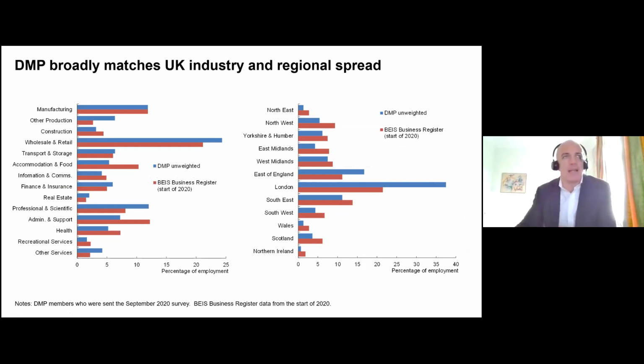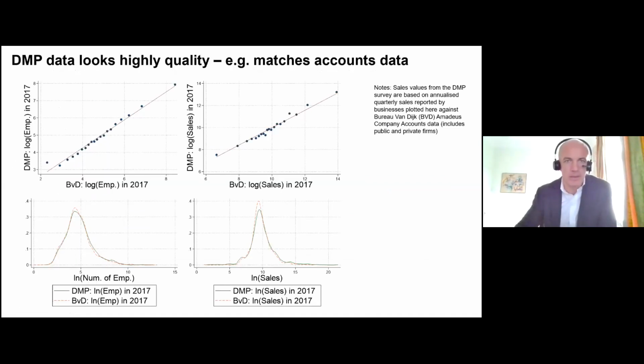But before I do that, let me show you that we think the DMP is reasonably representative of the UK economy by sector. You can see here that the share of respondents by sector matches reasonably well the percentage of employment according to Bayes by sector. Not perfect, but not bad.